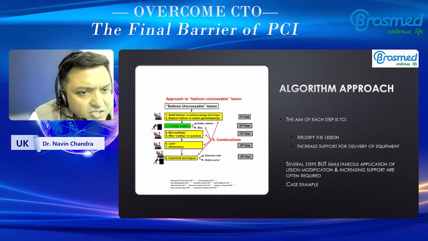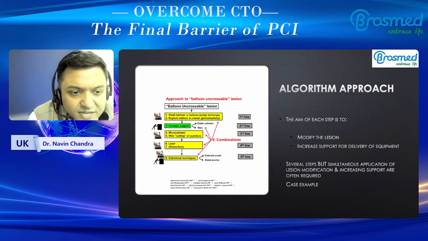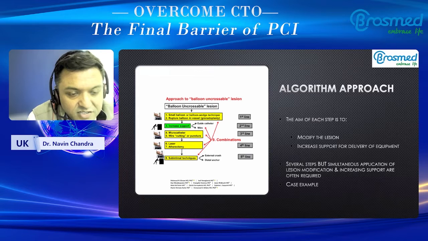Now, before we start, I'm going to show this algorithm published by El Reyes and colleagues a couple of years ago, which highlights an algorithmic approach to balloon uncrossable lesions. You'll see there are 9 steps in total, but the aim of each of these steps is firstly to modify the lesion and secondly to increase support for delivery of equipment.